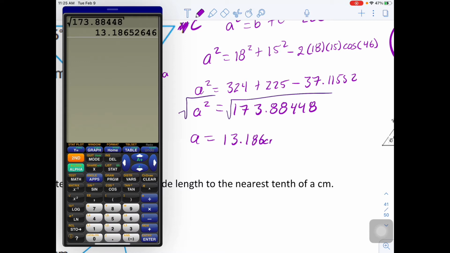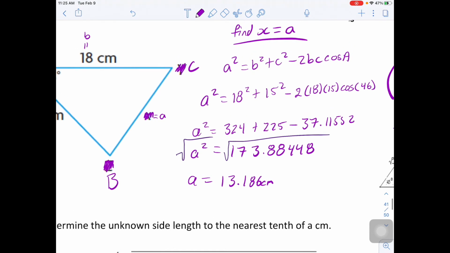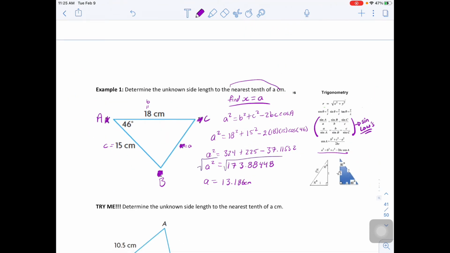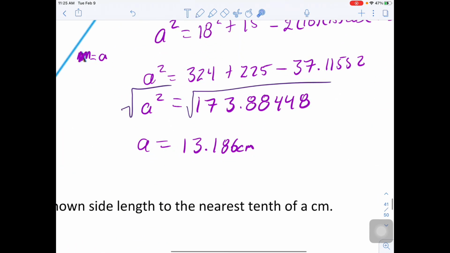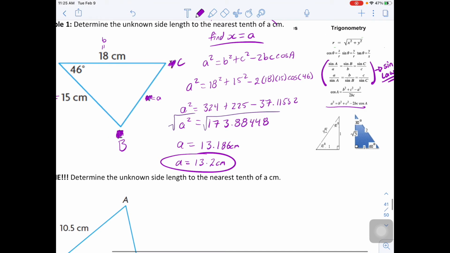13.186 centimeters. And let's make sure we note that with what it wants. It wants it to the nearest tenth of a centimeter. So I'm going to round it to the 1 decimal place. I'm going to round it up because the number to the side of it is greater than or equal to 5. So 13.2 centimeters. And there's your value of x. So you could also state that x equaled this.